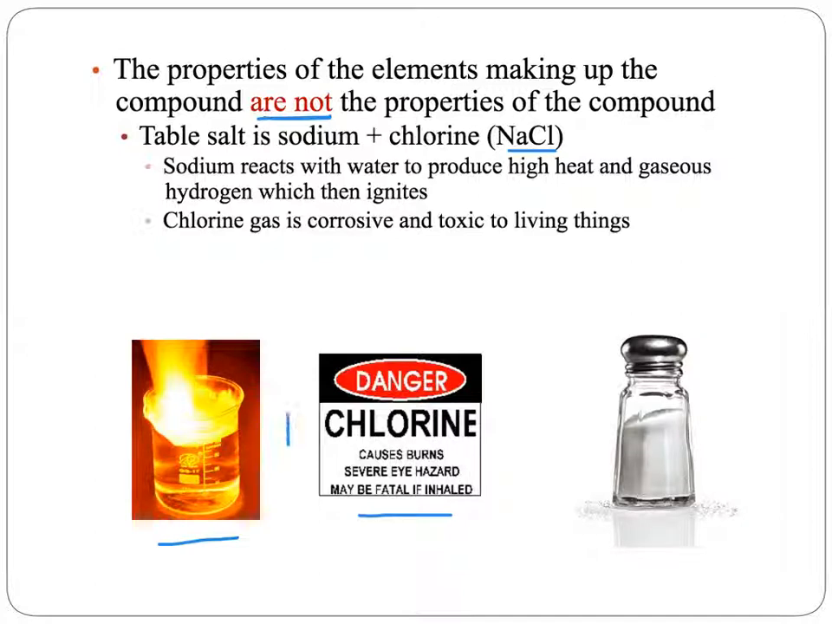So these extremely dangerous chemicals go together to make table salt, which we put on our food every day. And we don't worry about the table salt falling apart in our body to make sodium and to make chlorine. And thank goodness. So the properties of elements as individual elements can be very different than the properties of the compound that these elements can form.